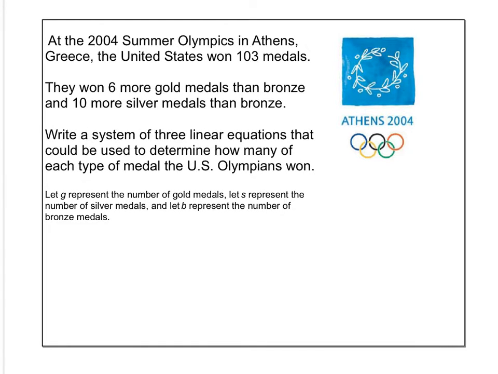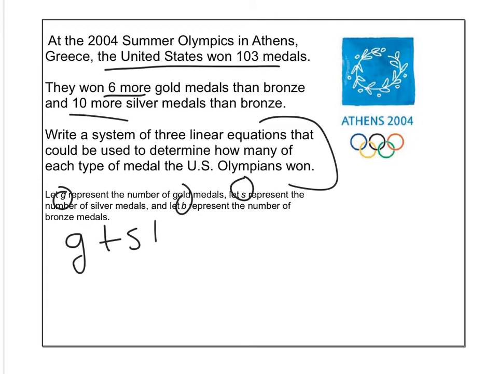2004 Summer Olympic Games in Athens, Greece. The United States won 103 medals. They won 6 more gold medals than bronze and 10 more silver medals than bronze. Write a system of equations that can be used to determine how many of each type of medal they won. So G is gold, S is silver, B is bronze. Here's how I want to do that. The first thing I want to say is G plus S plus B equals 103. 103 is all the medals that they won.